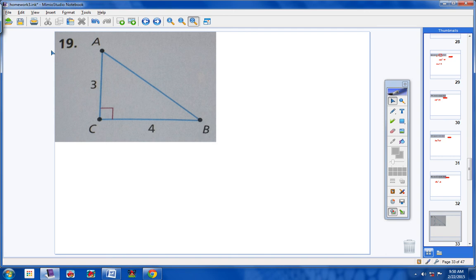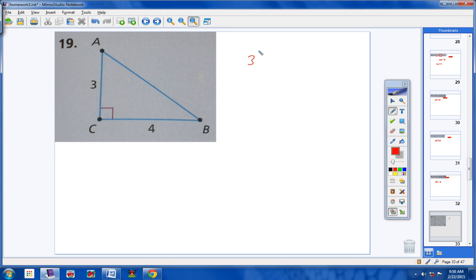Numbers 19 through 22, the directions say to find the length of the other side that you're missing and the measures of the acute angles. So here we go. Let's get after it. First of all, do you want to know two sides of this triangle? Yes, I do. So I can find this side over here by using Pythagorean's theorem.